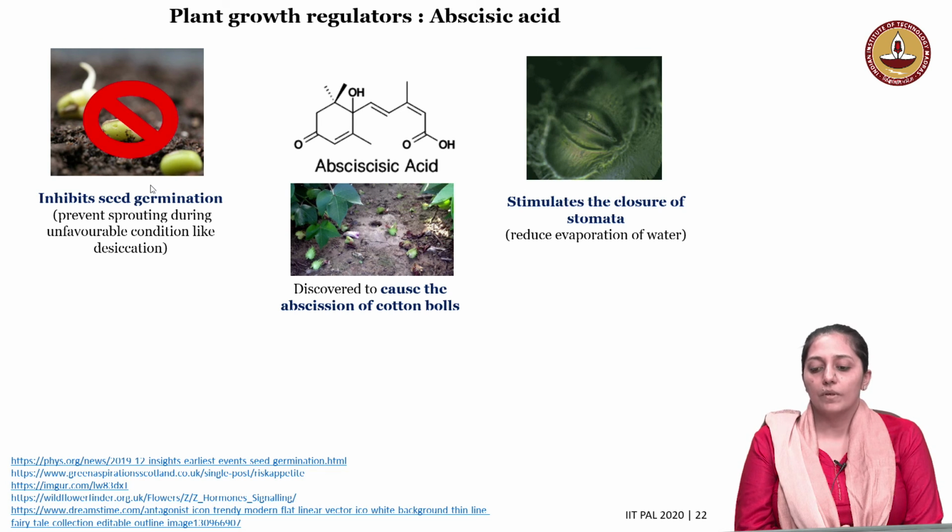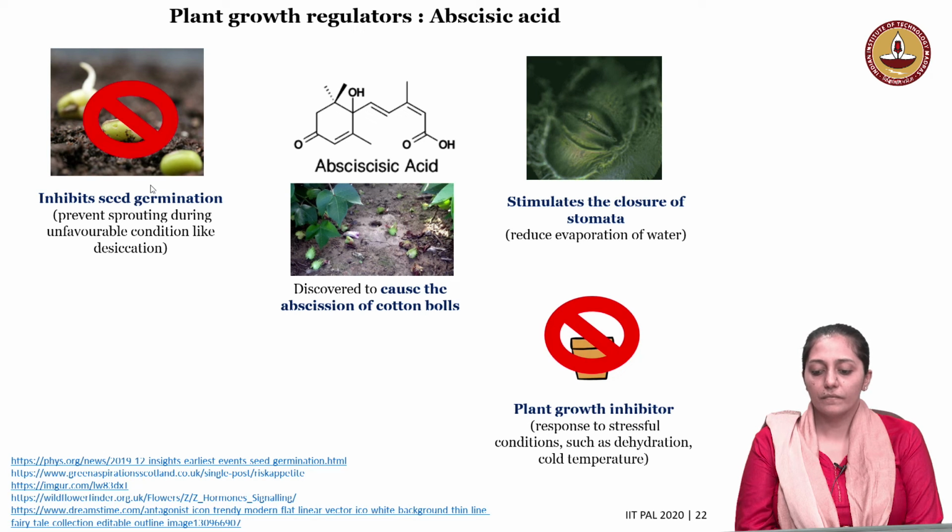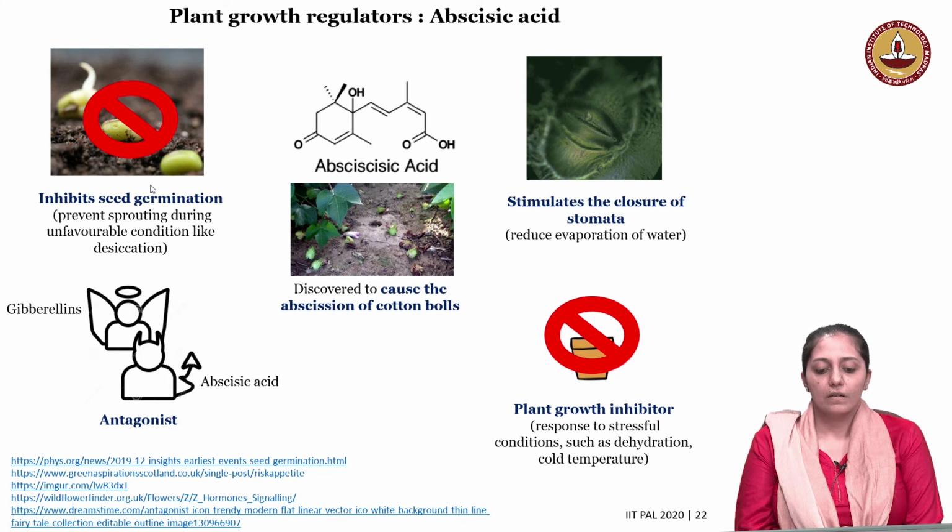It helps by stimulating the closure of stomata in case of drought conditions, thereby reducing the evaporation of water. So it acts like a plant growth inhibitor, which can be a response to environmental stresses like cold temperature or dehydration. So now I am pretty sure you must have made out that gibberellins and abscisic acid are antagonistic.